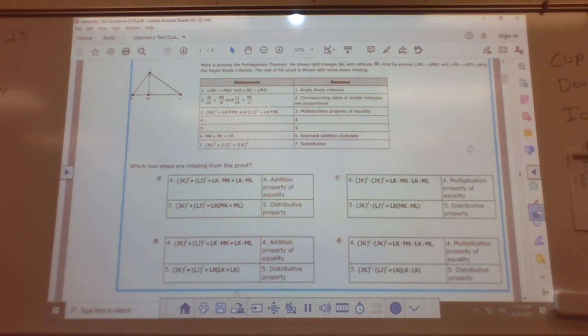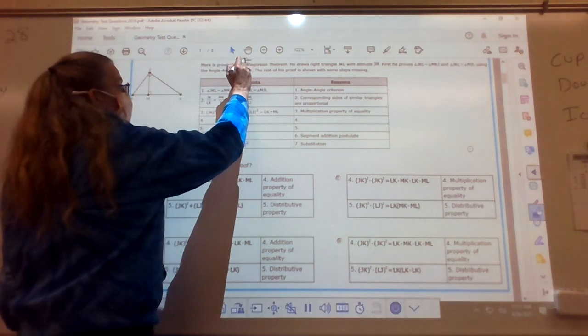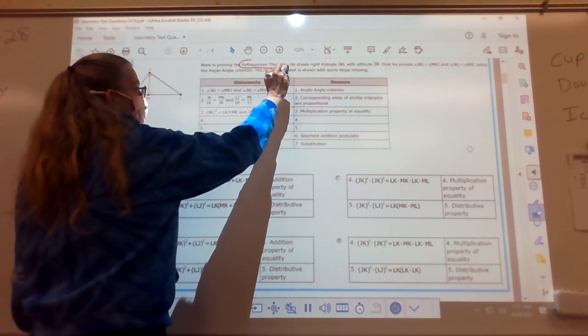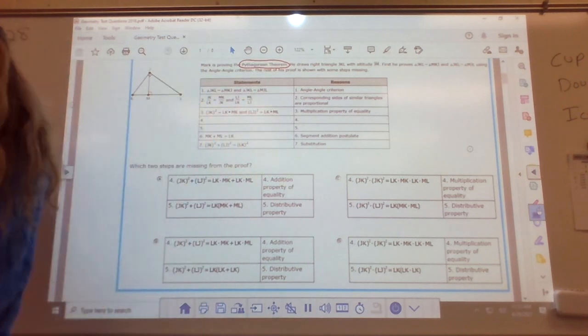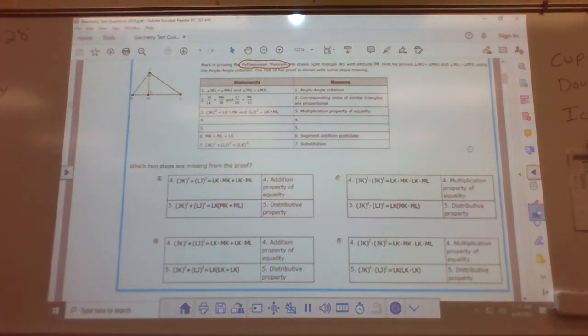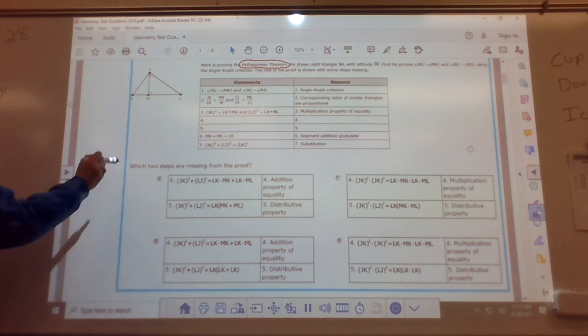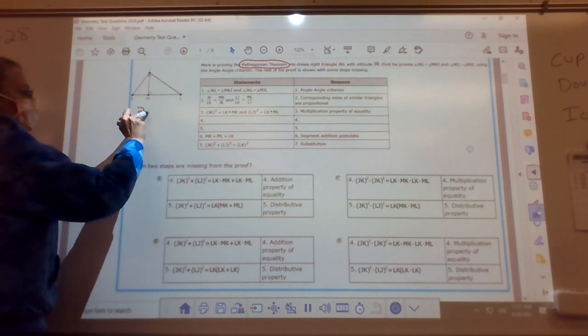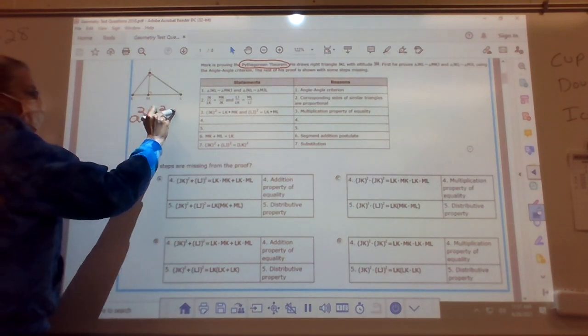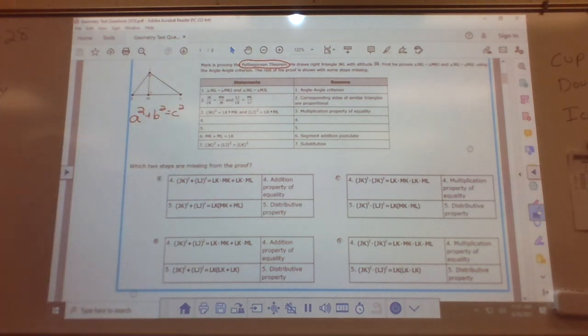So we have Marcus proving the Pythagorean theorem. Now that's a key thing right here, because it says Pythagorean theorem. So what's the Pythagorean theorem? A squared plus B squared equals C squared. Right. A squared plus B squared equals C squared. He draws the right triangles.